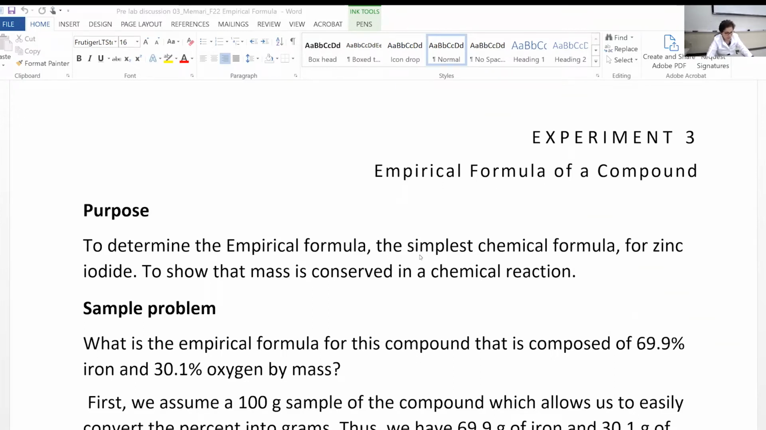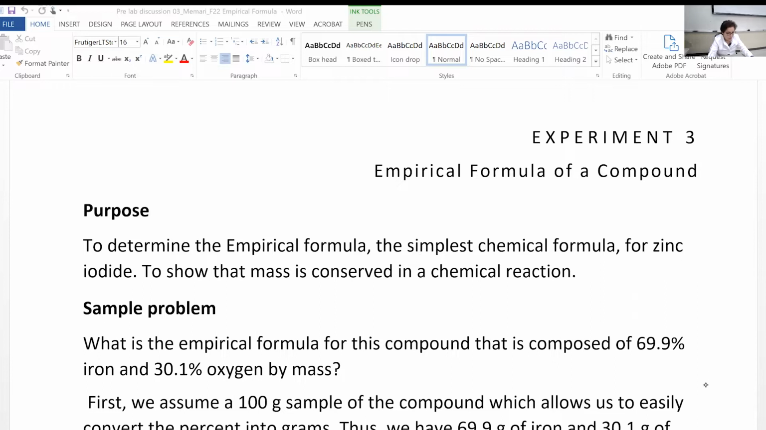These are pre-lab discussions for experiment 3, empirical formula with compound. The purpose of this experiment is to determine the empirical formula, which is the simplest chemical formula, for zinc iodide.